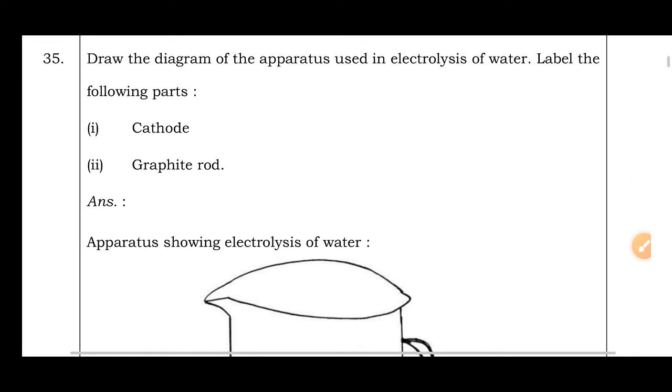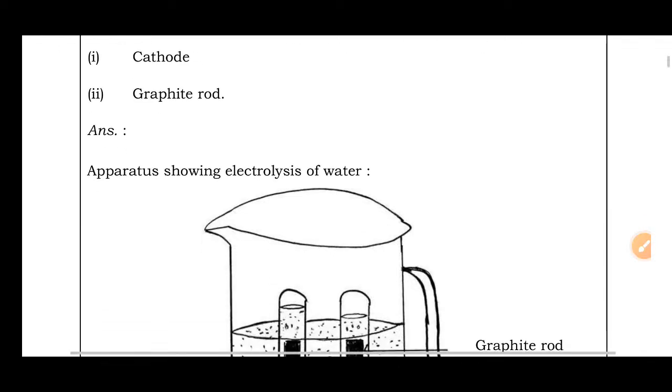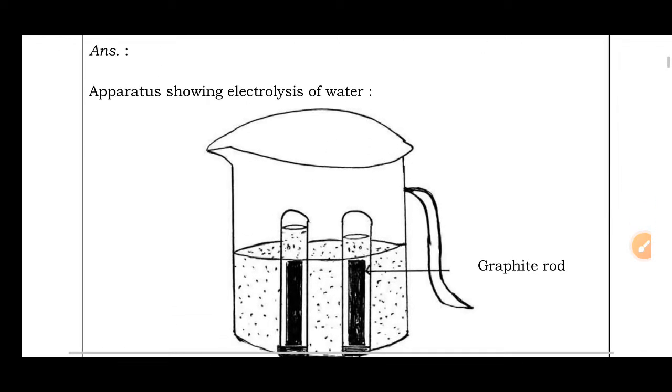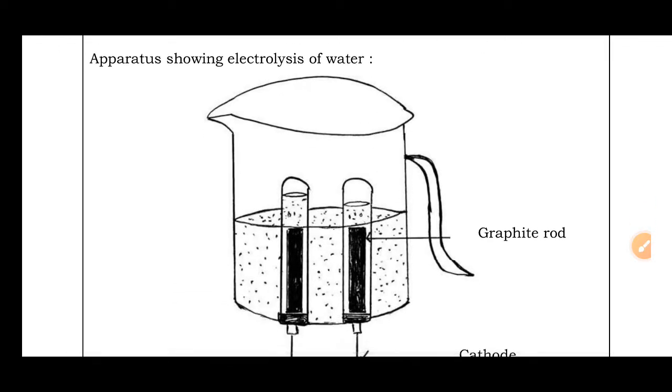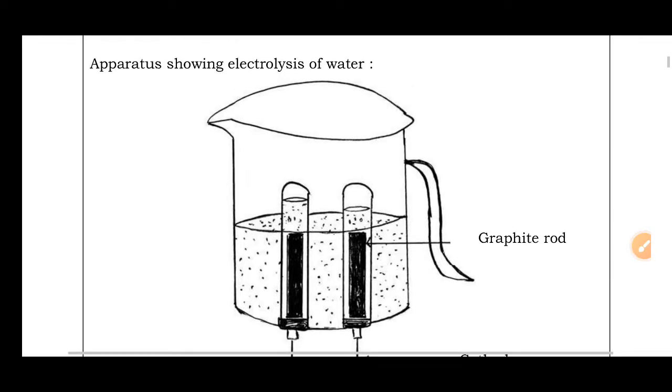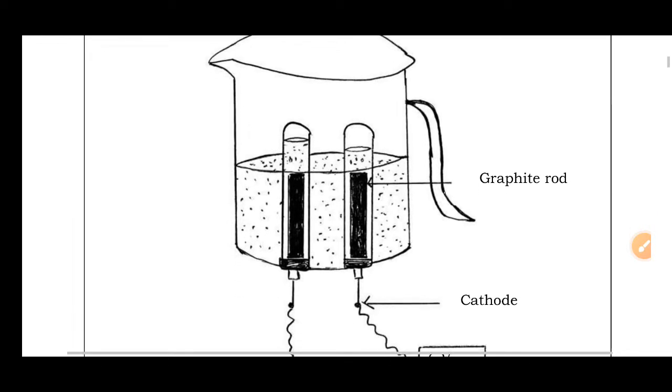Then 35th question: draw a diagram of the apparatus used for electrolysis of water. Label the parts they asked. Cathode and graphite rod we have to mention there. See, this is the apparatus showing the electrolysis of water.